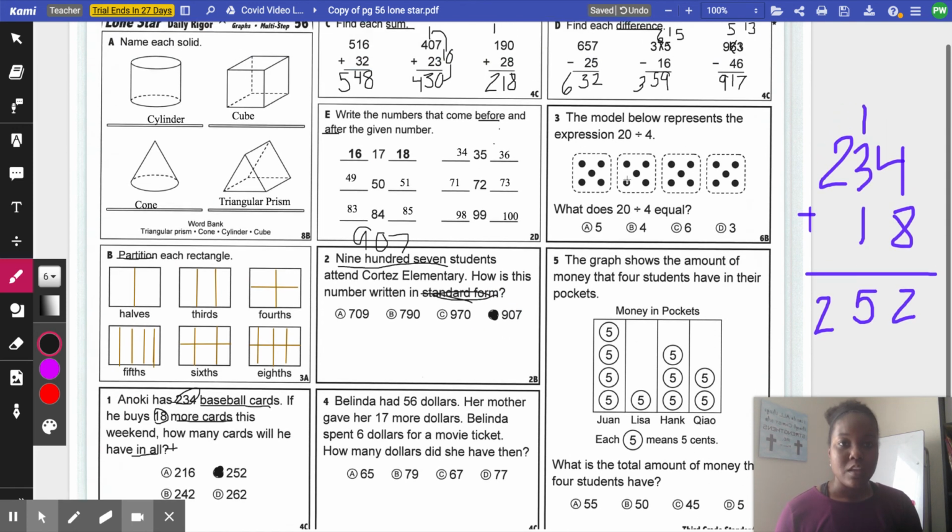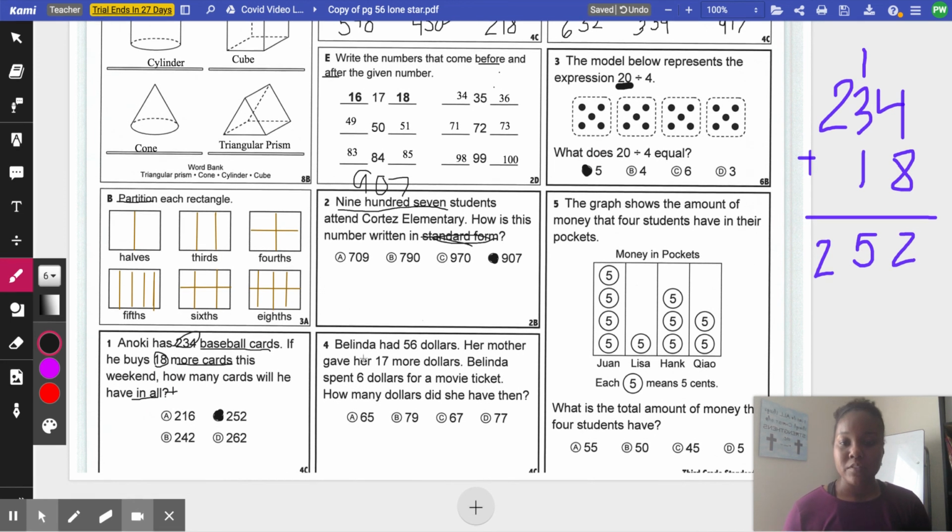Number 3. The model below represents the expression 20 divided by 4. What does 20 divided by 4 equal? Well, with division, we know the total. So 20 should be our total number of dots, okay? And then we have 4, so 1, 2, 3, 4. There are 4 spaces. Let's see if we've got 20 dots, 5, 10, 15, 20. We do have 20 dots. We've got 4 groups, and each one has 5. So 20 divided by 4 is equal to 5 because there are 5 in each group.